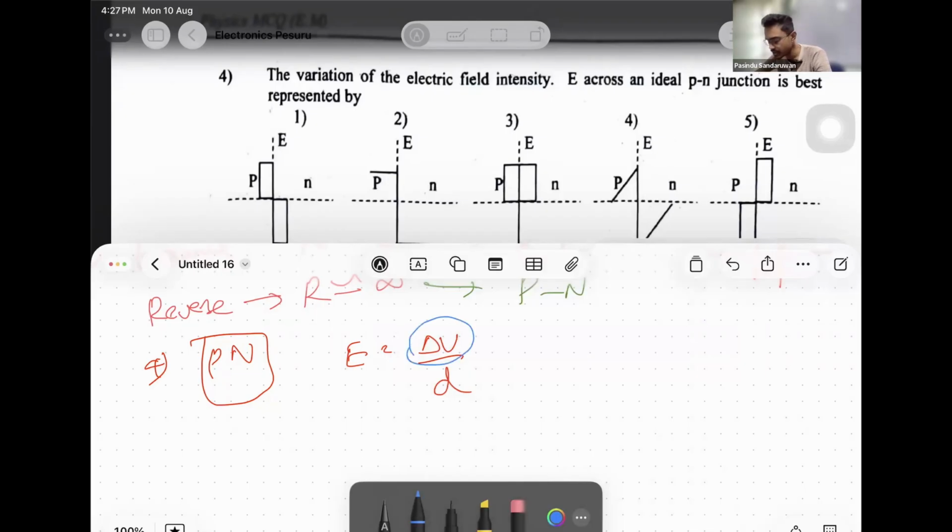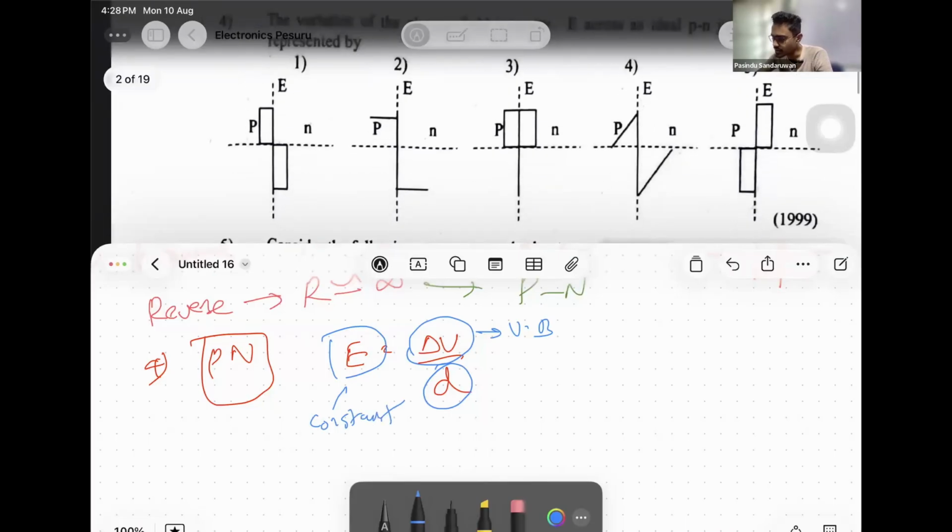Now delta V of a PN junction is the voltage barrier. We call it the voltage barrier, VB. Voltage barrier is a constant for a material. As an example, for silicon, voltage barrier is 0.7. For germanium, 0.3. Likewise. And D is also constant, which means E is going to be constant. Since E is constant, very straightforward. Answer is 3.